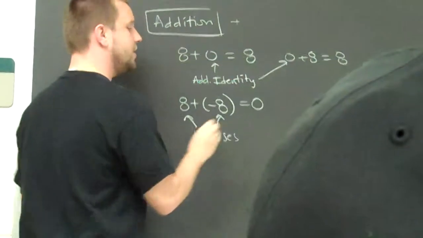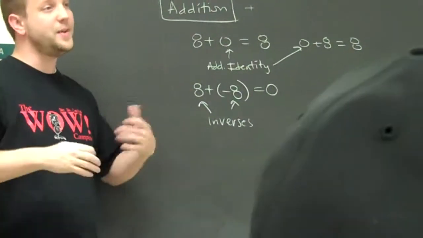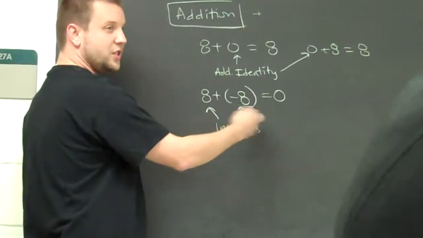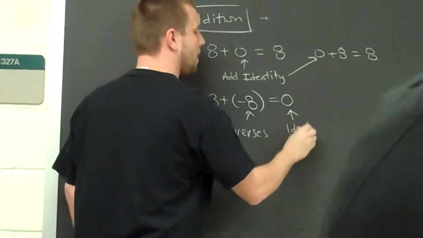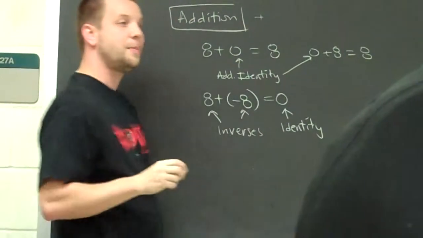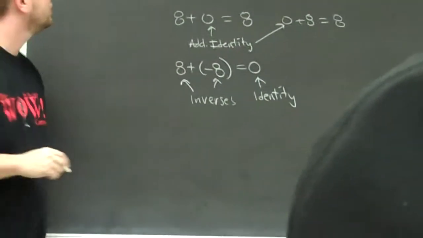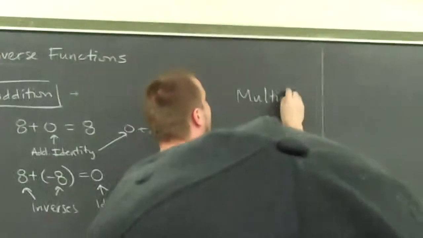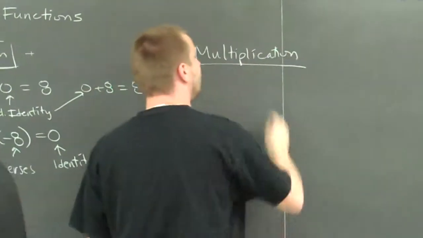When I put inverses together with respect to whatever that thing is, and maybe it's not just an operation, maybe it's something else, but when inverses get thrown together, I get the identity for that operation. Okay? Same thing happens with multiplication.